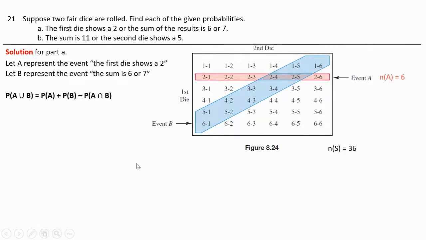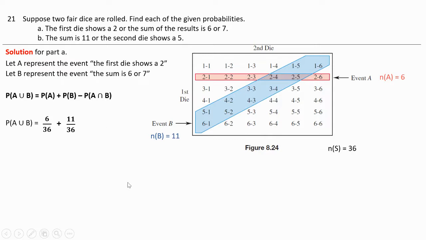And then 6 or 7 is going to be 11, right? Because we have 1, 2, 3, 4, 5 that are equal to 6, and there's 6 that are equal to 7, right? So we add these 2 here. So that's why it's going to be 11. So it's going to give us 6 over 36 for the probability of A, which is the first die is 2, plus 11 over 36.